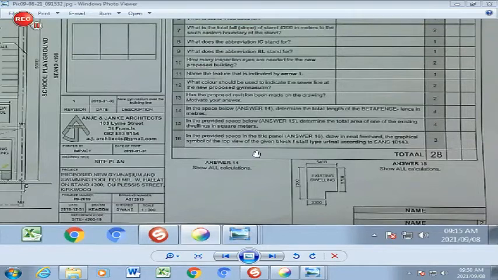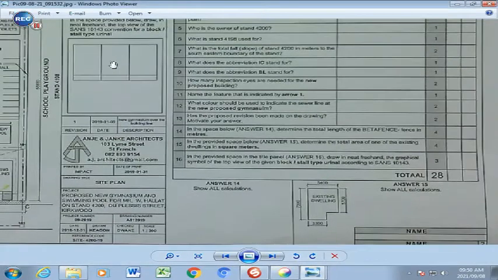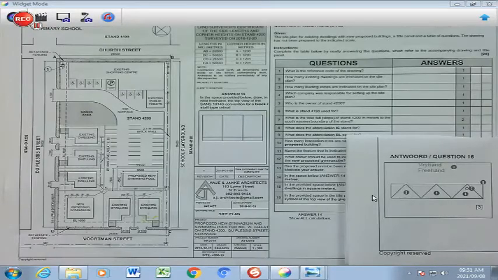And of course the final question is number 16. In the space provided in the title panel, in answer 16, draw neat freehand the graphical symbol of the top view of this component here. The top view of that, you're going to draw right here, and that is the given blocked and stalled type urinal according to the SANS 10143, and your answer is going to look like the following.